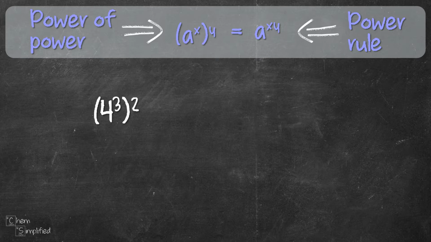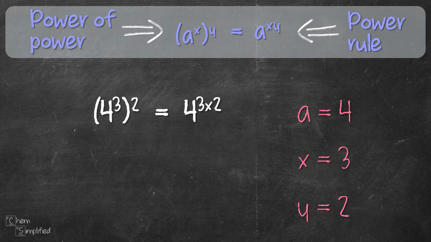Let's look at an example. Say we have 4 to the power of 3 and it's raised to the power of 2. So in this example, a is 4, x is 3, and y is 2. All we have to do is multiply the exponents, like this. So we get 4 to the power of 3 times 2, so that's 4 to the power of 6, and that works out to be 4096.